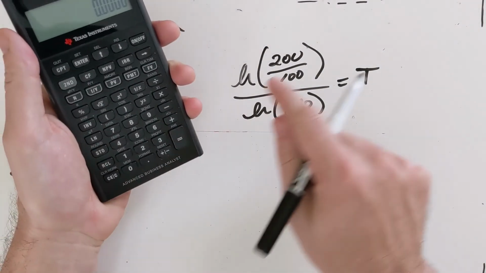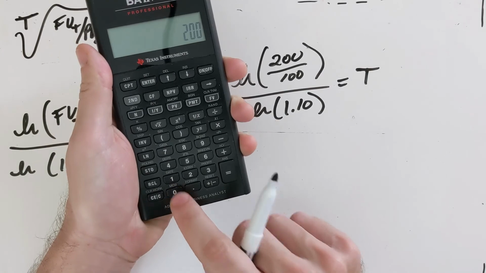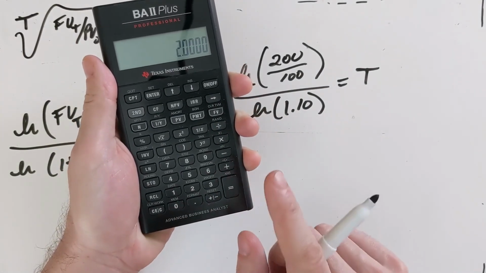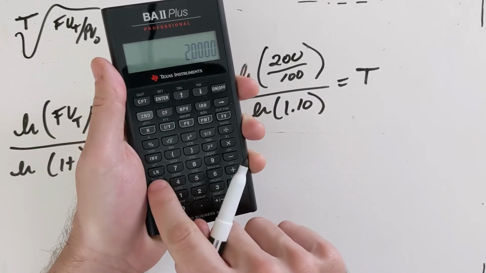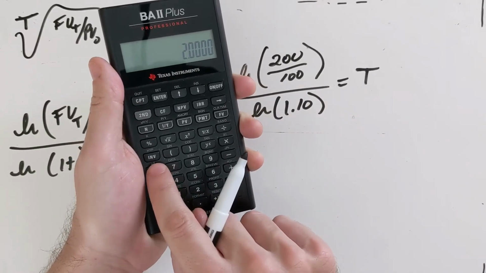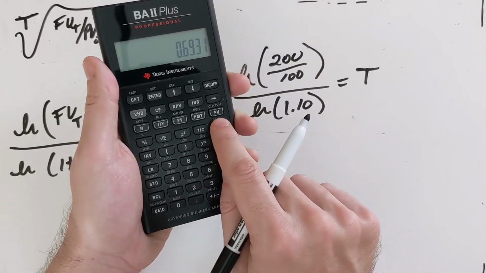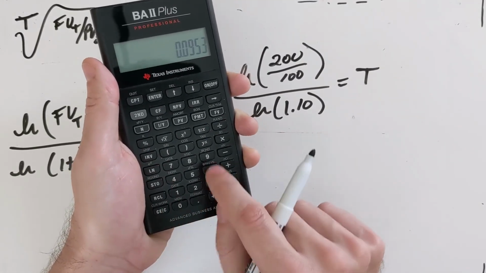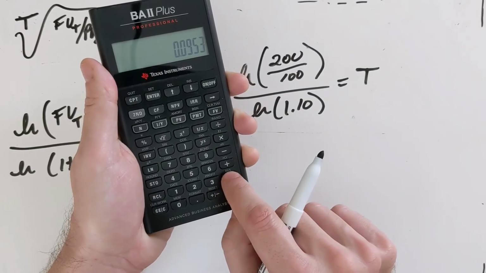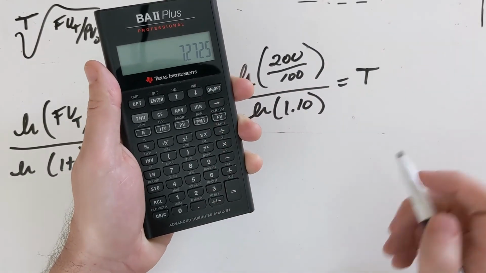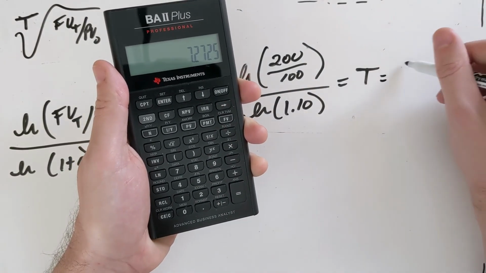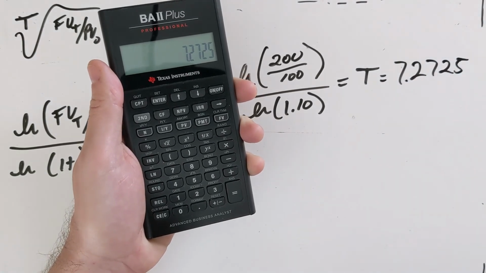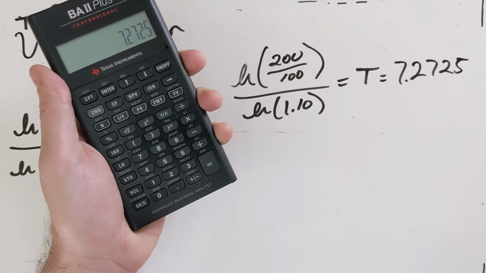The first thing I'm going to do is take the 200 divided by 100. Now I need to take a log of that. Right there is the ln, so I'm going to say log. Then I'm going to divide by, open up a parentheses, 1.1, take a log, close the parentheses. It says 7.2725 years.